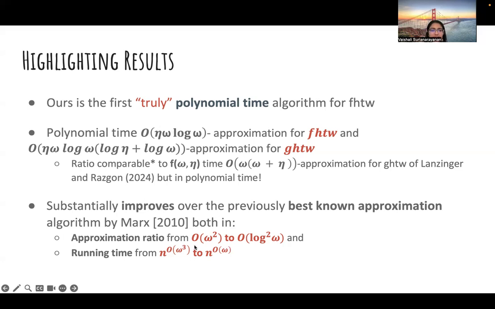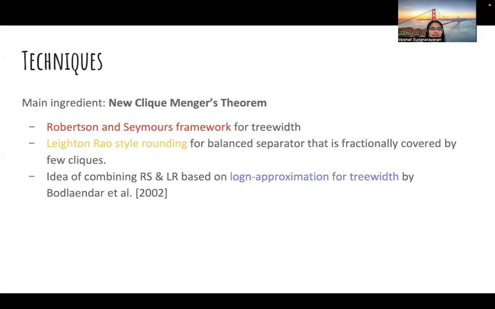So if you look here, Daniel Marx gave an approximation ratio of omega squared. We improve it to log squared omega. And the running time, we improve from n to the omega cubed to n to the omega. Okay. And let's quickly look at the techniques that we use for our results.